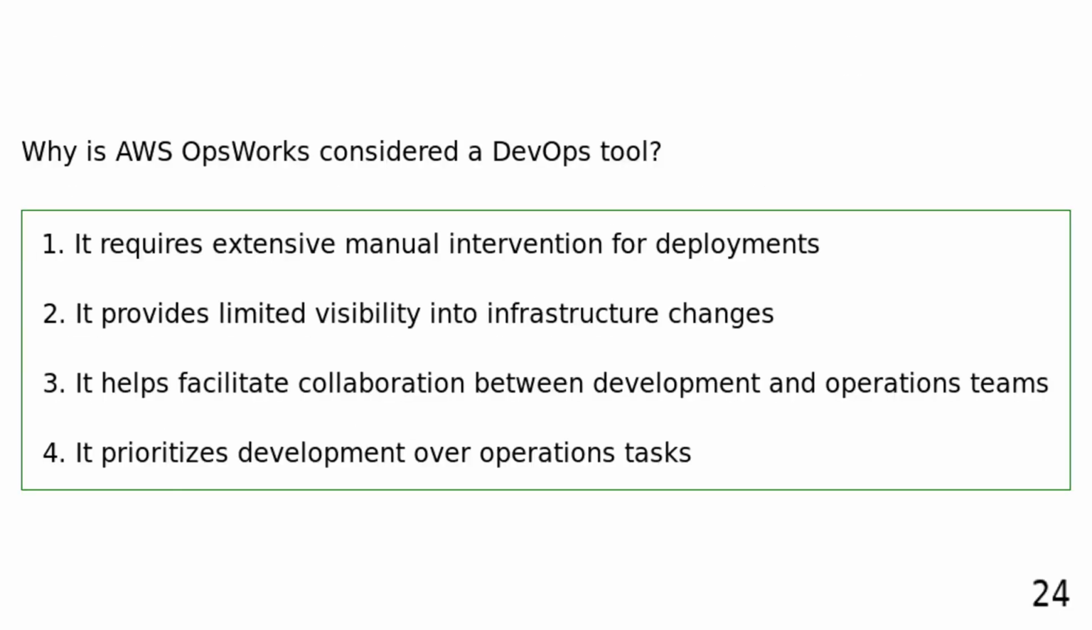Why is AWS OpsWorks considered a DevOps tool? It requires extensive manual intervention for deployments. It provides limited visibility into infrastructure changes. It helps facilitate collaboration between development and operations teams. It prioritizes development over operations tasks.